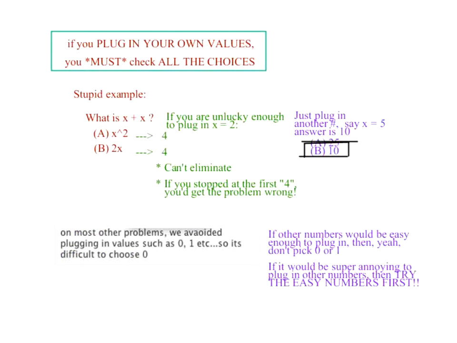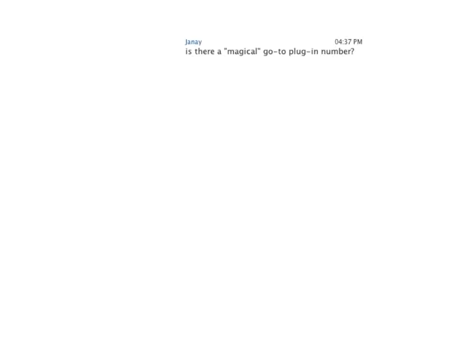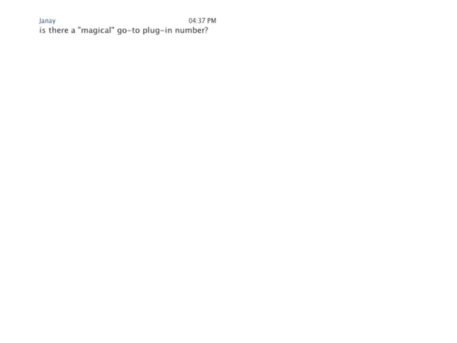So, okay. There's a question in the box that says, "I keep getting these stupid hover boxes." What do you guys think about this question? Right there. "Is there a magical go-to plug-in number?" I mean, yeah, there's definitely no.